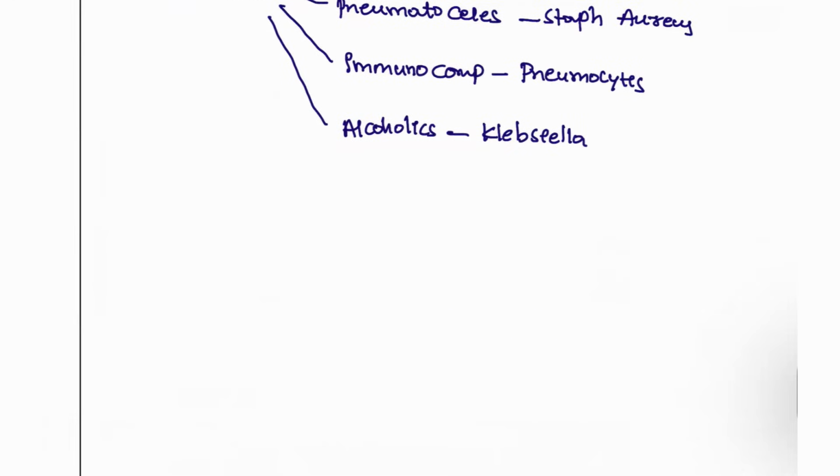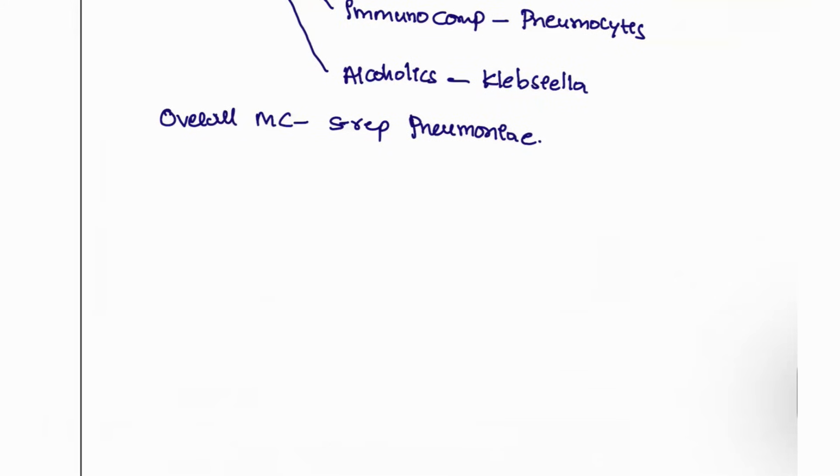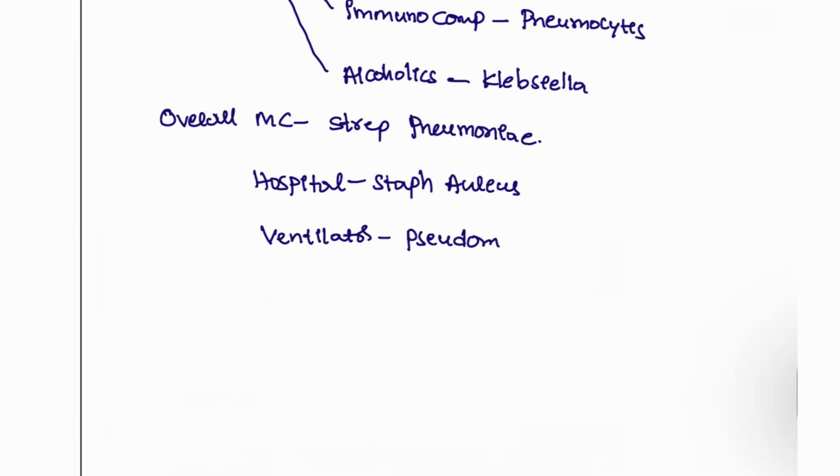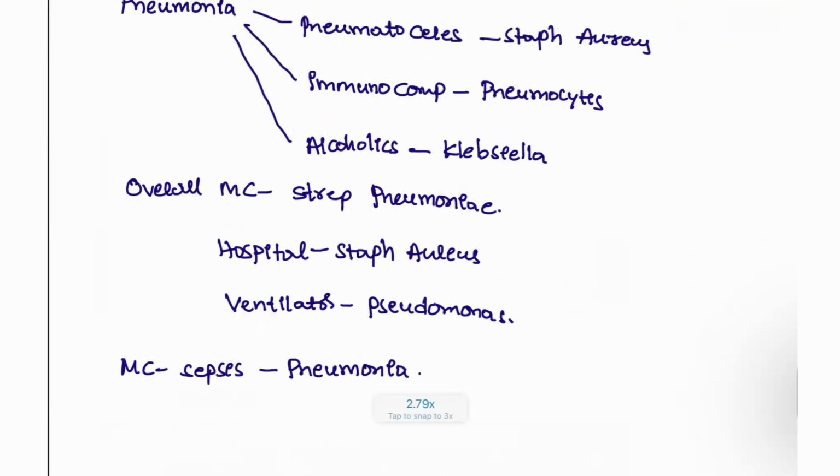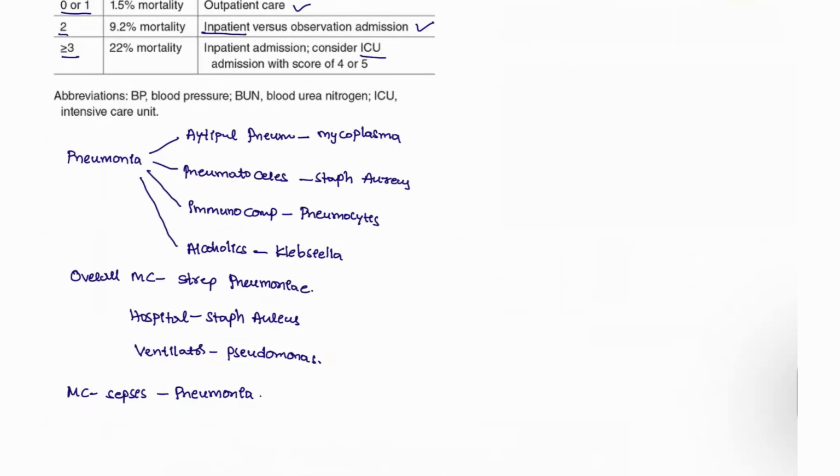But overall, the most common cause is Strep pneumoniae. If it is from the hospital, then it is Staph aureus again. But ventilator related will be Pseudomonas. And the most common cause of sepsis or septic shock will be pneumonia only. These are the points that you have to remember, and direct MCQs can be asked here.